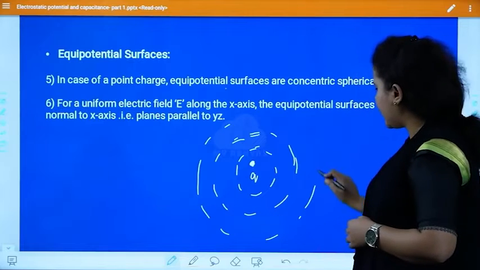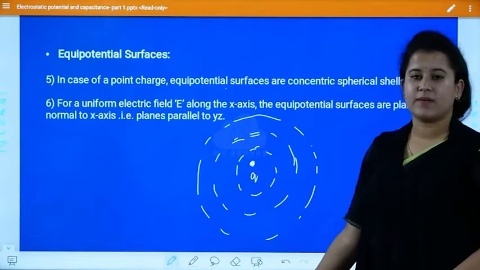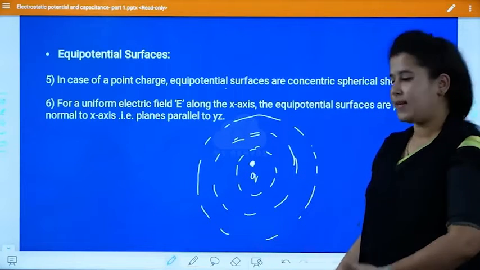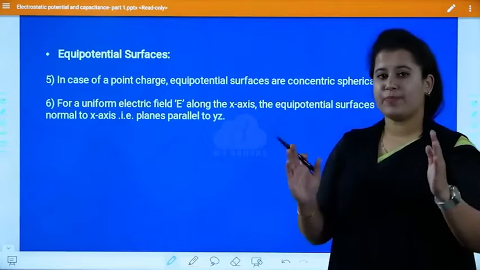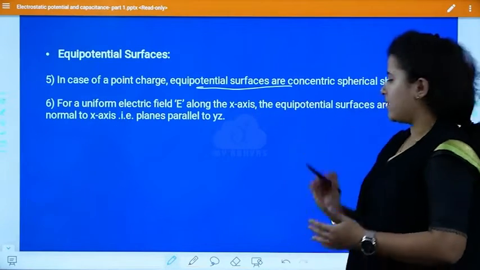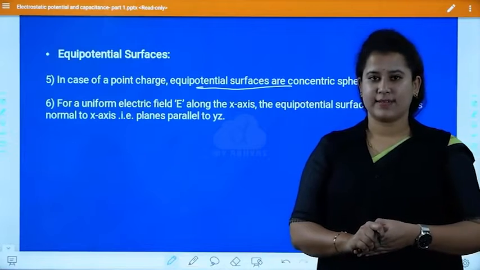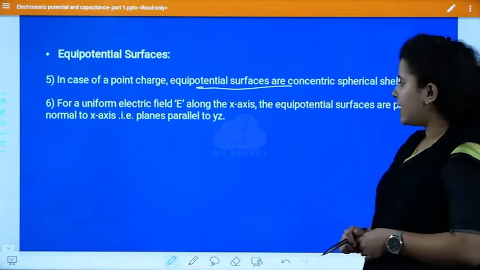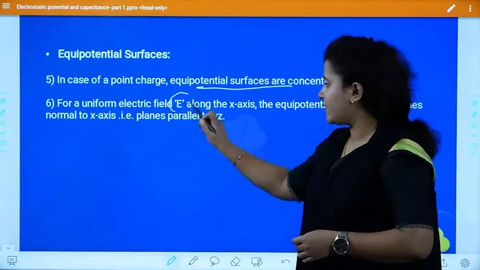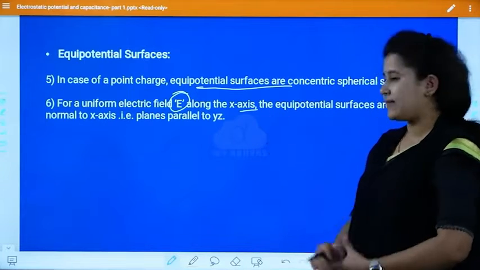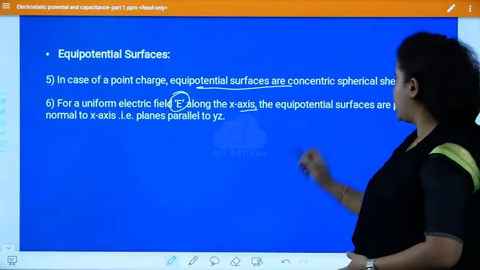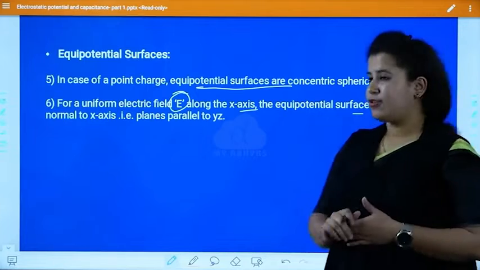Because how do we take the electric field? We take the electric field in terms of spherical shells itself. Similarly, this is the same. That is, in case of a point charge, equipotential surfaces are concentric shells or concentric circles. Then for a uniform electric field, if there is a uniform electric field E along the x-axis, then the equipotential surfaces are normal to the x-axis.